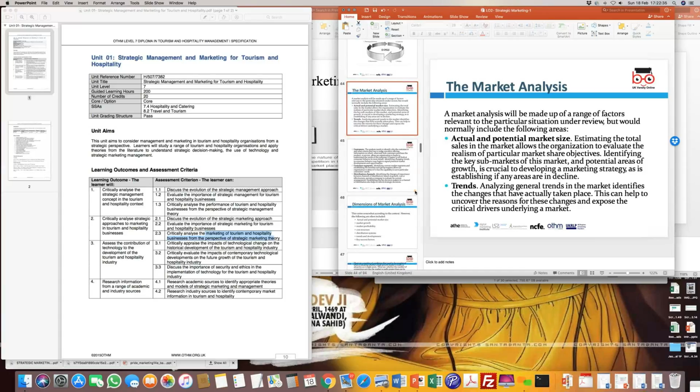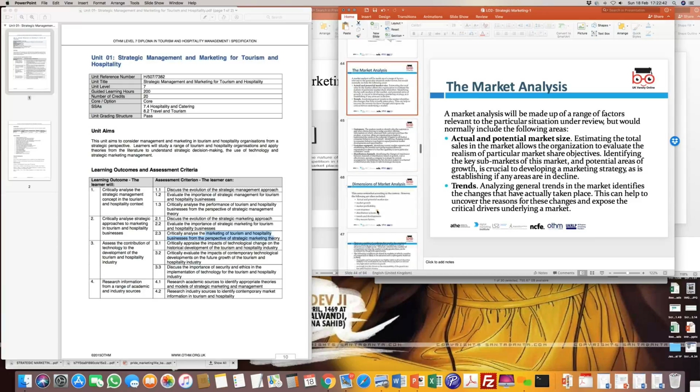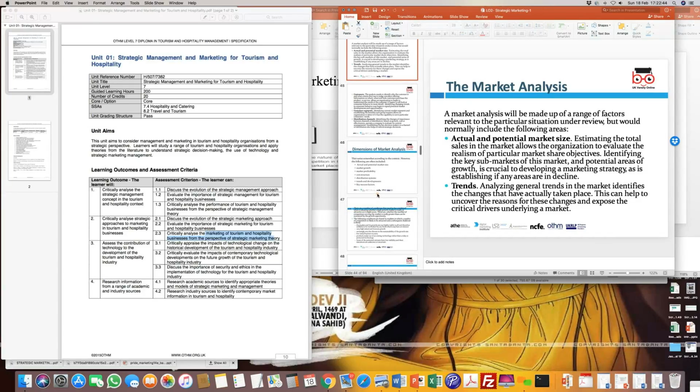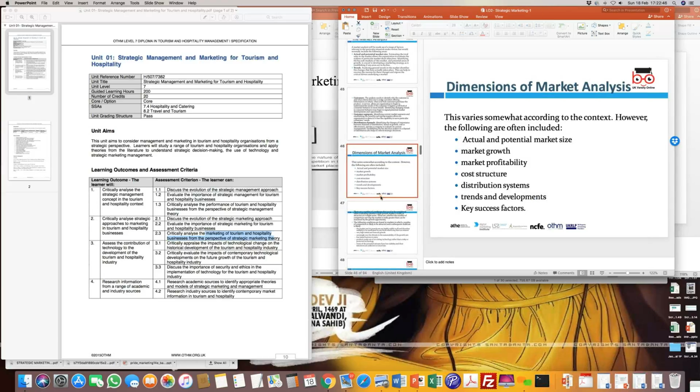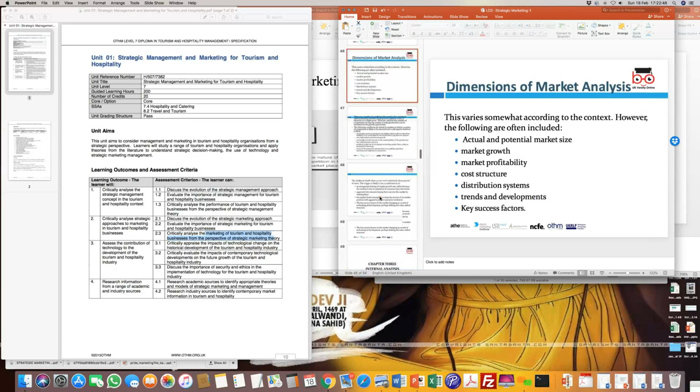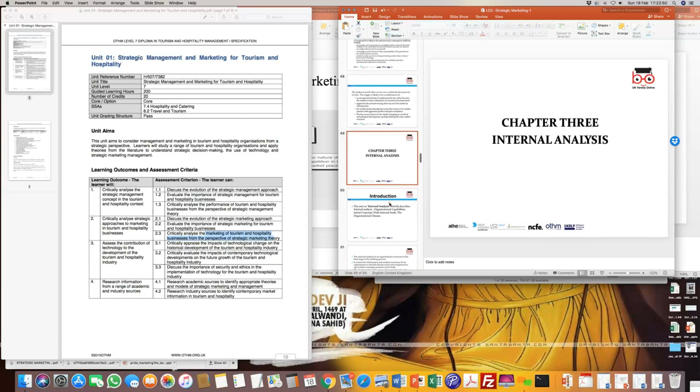And the market analysis looks at studying the trends and the direction in which the market is moving in the next couple of months and years. And that is where they look at, again, this is external analysis. Now, once we've done that, we look at internal.